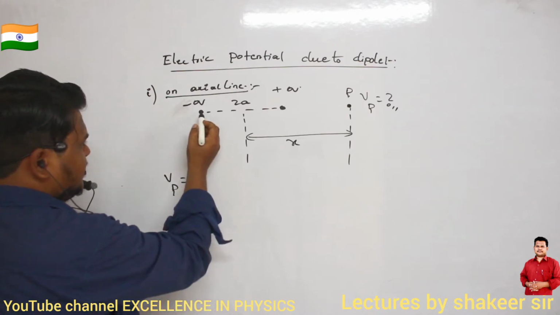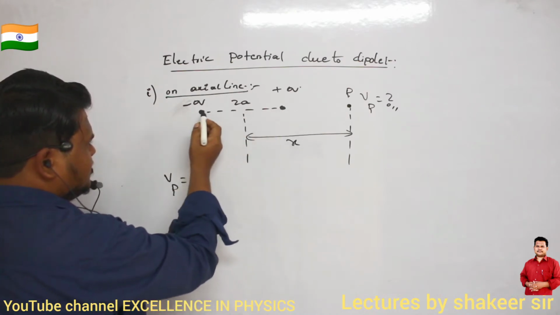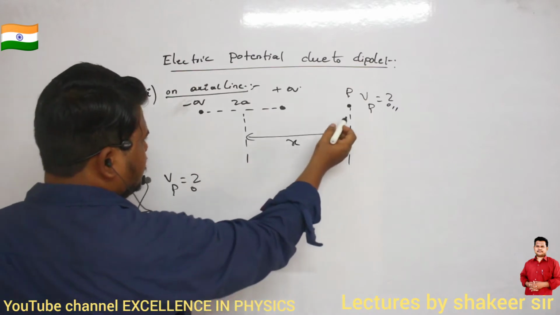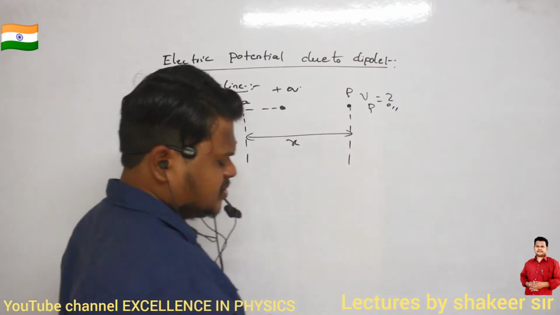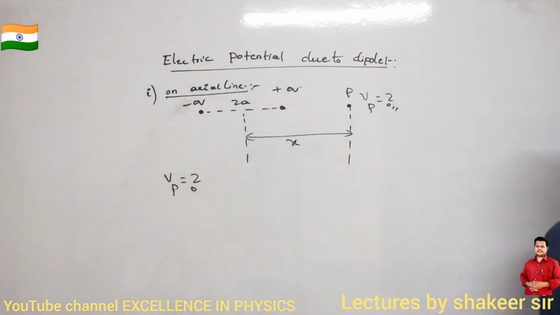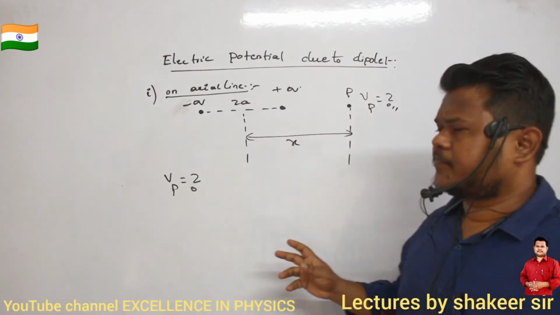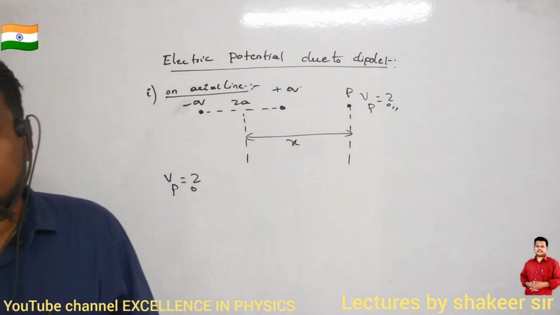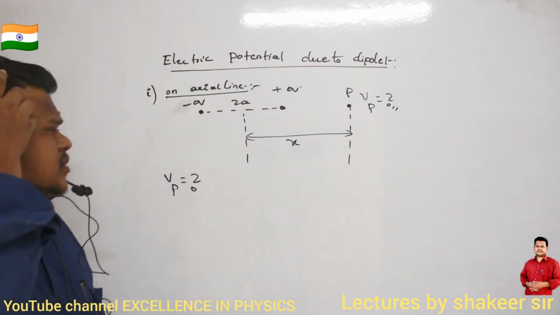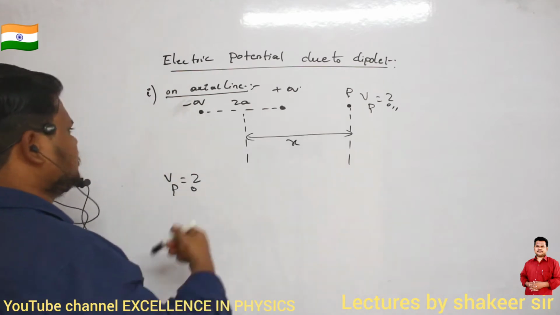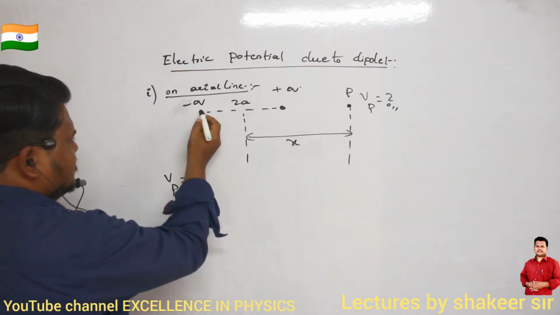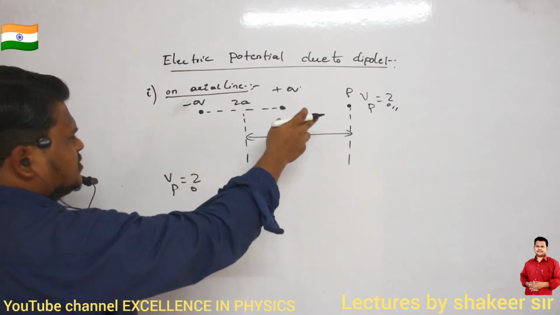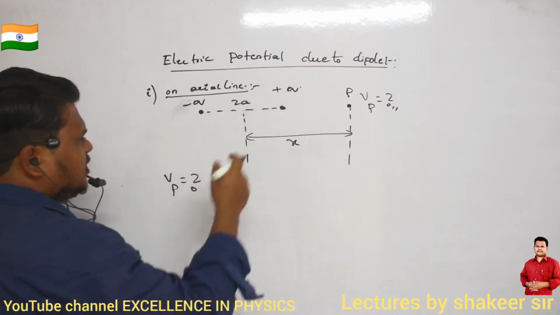Is potential given by the positive charge or by the negative charge? Who will give potential at this point? Both will give the potential, no? Clear? Both of them will provide potential. So this charge will give positive potential, this charge will give negative potential.